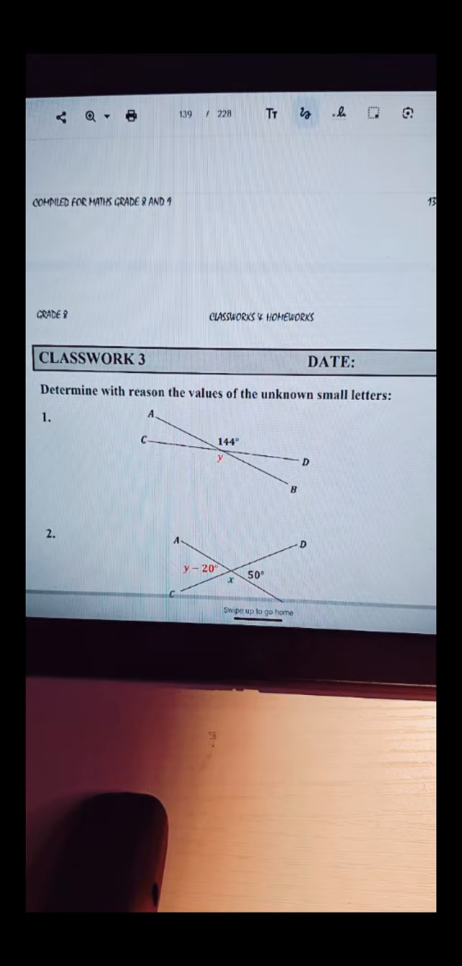All right. Determine with reasons the values of the unknown small letters. You guys should be able to answer these ones. Easy. Number one.